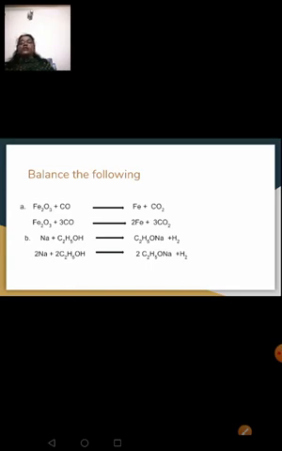And in the first video, I've taught you how to balance a chemical equation. I'll explain one example here. First is Fe2O3 plus CO gives you Fe plus CO2. Here on the LHS your iron is 2, on the RHS your iron is 1. So to make it balance I put a 2 there. So when I put a 2 here, my Fe is becoming 2.